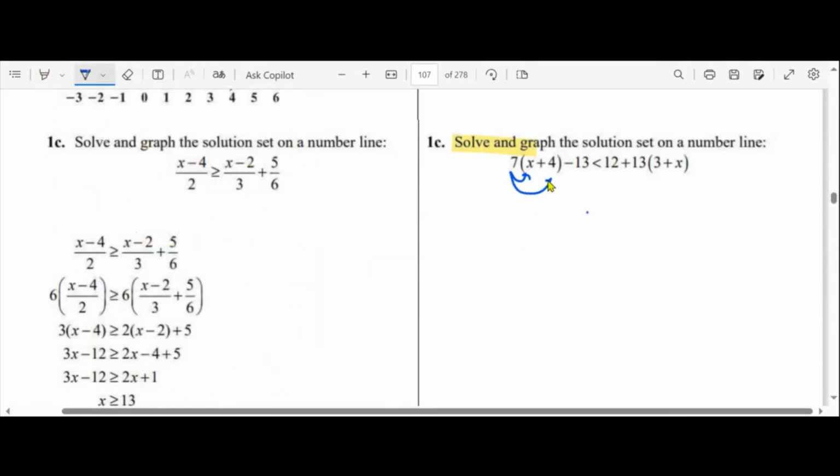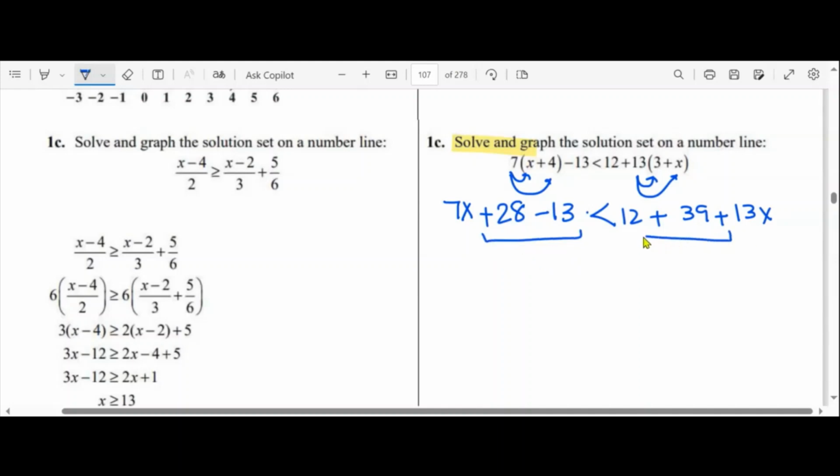Multiply the 7 by what is in the parentheses, and the 13 by what is in the other parentheses. So what are you gonna get? 7x plus 7 times 4, 28. Negative 13. Now combine like terms. What are you gonna get?